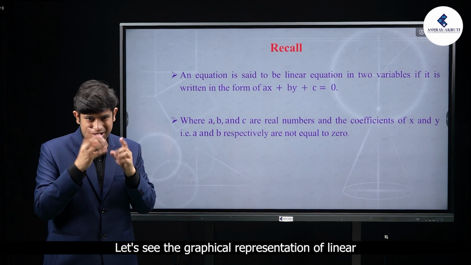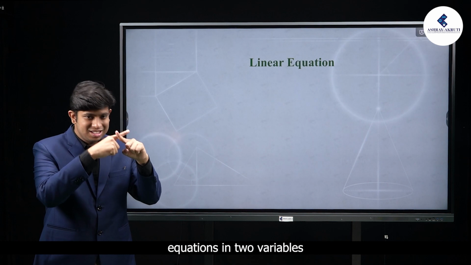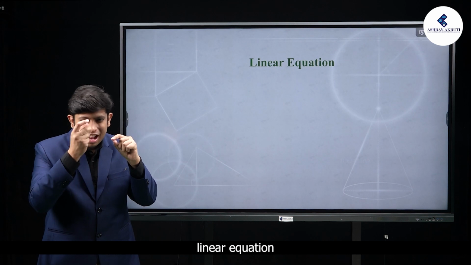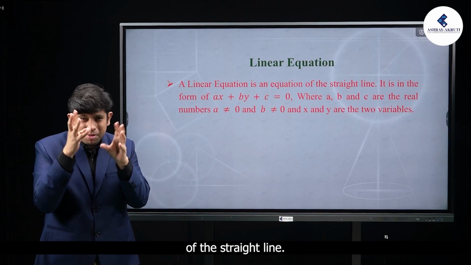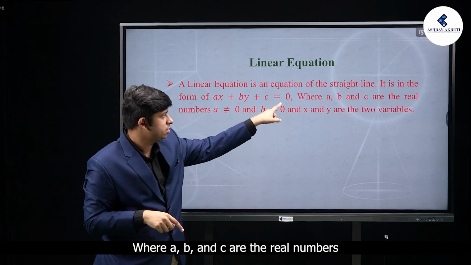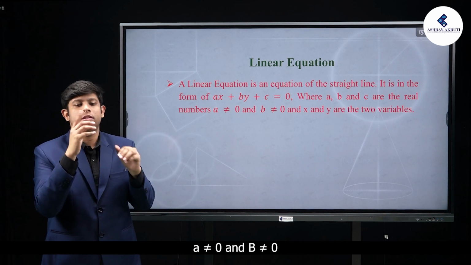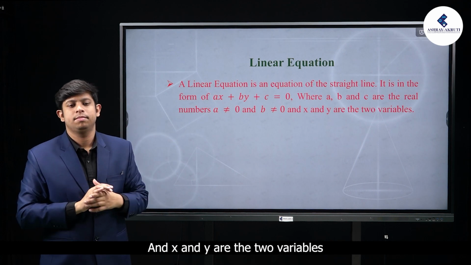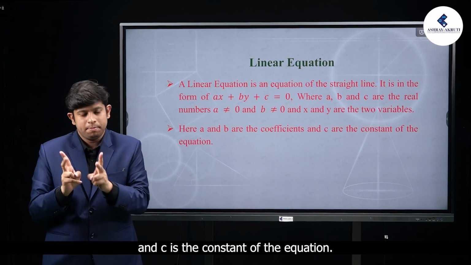Let us see the graphical representation of linear equations in two variables. Linear equation. A linear equation is an equation of the straight line. It is in the form of ax plus by plus c is equal to 0, where a, b and c are the real numbers, a not equal to 0 and b not equal to 0, and x and y are the two variables. Here a and b are the coefficients and c is the constant of the equation.